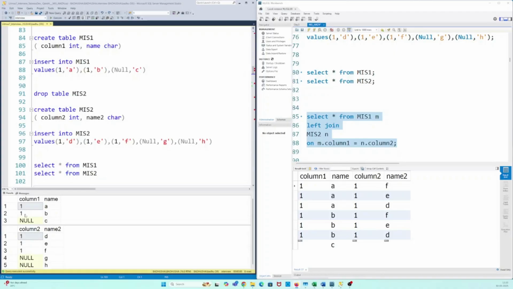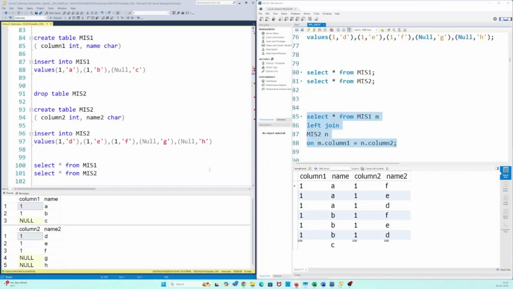Similarly for 1B. This one is also common for the second table. So 1B has 1D, 1E and 1F. So 2 records and their matching values from the second table are printed, and this null present in the first table cannot be matched with this null, because null equal to null is a false statement. So this null will be printed as such and the remaining fields will be marked as null. So left join will return 7 records.